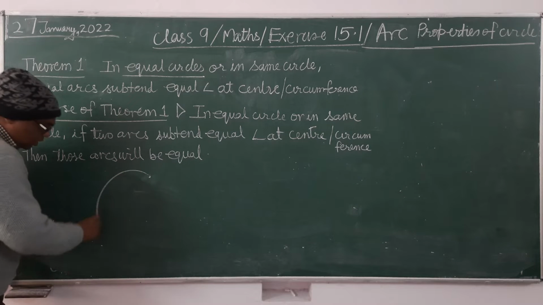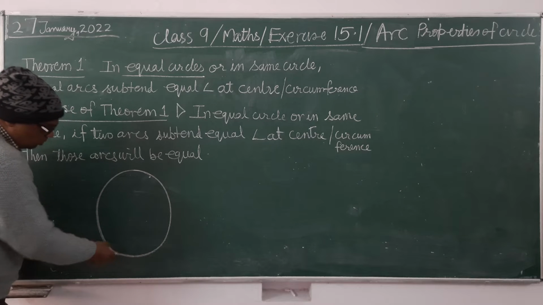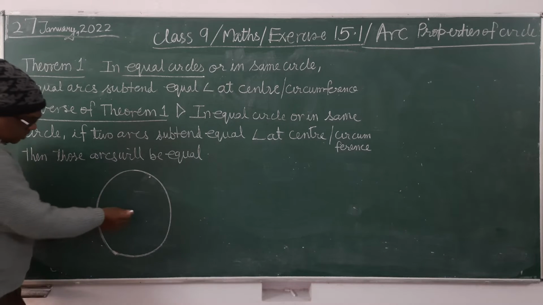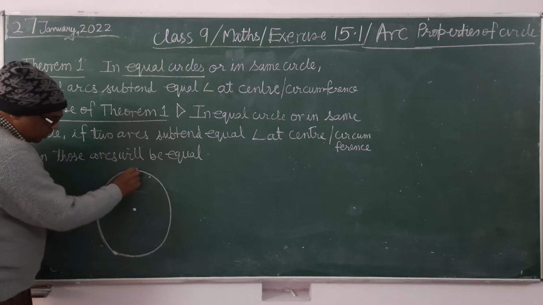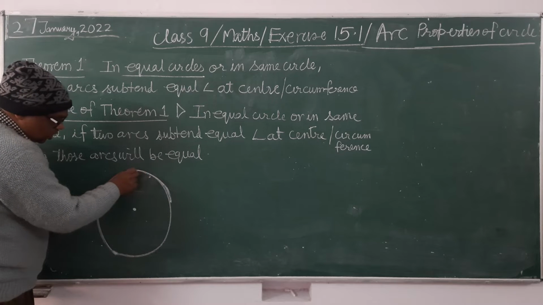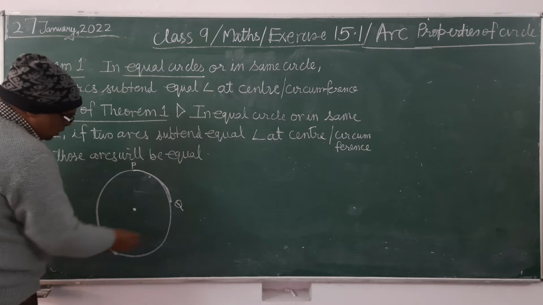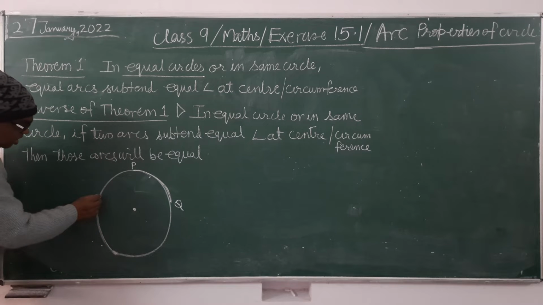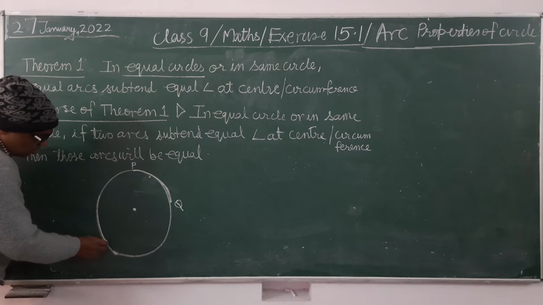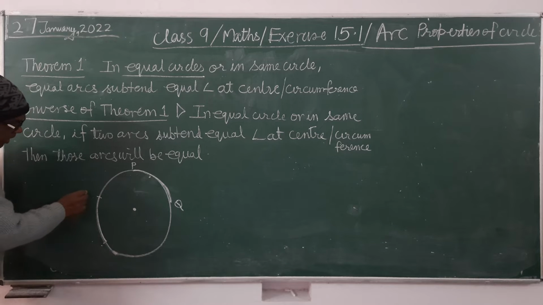You can see here. First I will show you in the same circle. This is an arc which you can name as PQ, and this is another arc which you can name as RS.